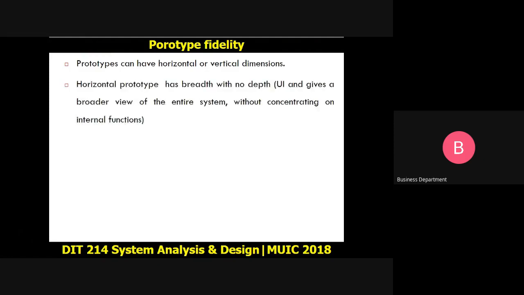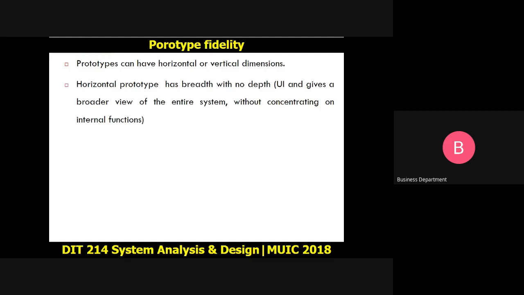So we can still say that prototypes can either be horizontal or vertical dimensions. And I want to zoom in on these two aspects of prototype. A horizontal prototype will be one that has breadth, but has no depth at all. That statement means this is a prototype that will have so many features, but it cannot tell you how these features have been implemented in the system.